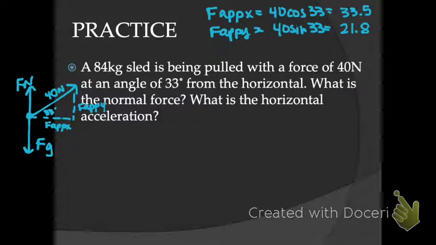Okay. One more thing here from our free body diagram that we can solve ahead of time. What is it? FG. FG we know is mass times 9.8. And so that gives me 823.2 newtons. Okay, and we don't know what the normal force is. That's what we're solving for. So it doesn't matter which one of these we solve first because they're independent of one another. So let's just go ahead and solve for normal force first.